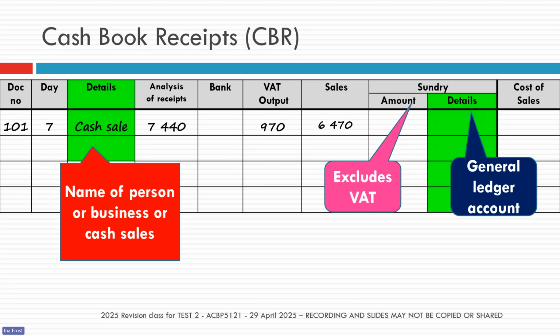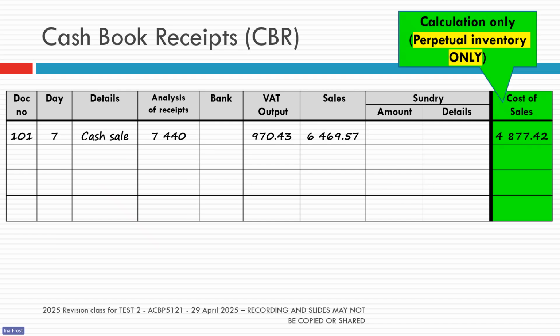So our first details column, the one directly after day, remember there we said we're looking for the names of people or the names of the business or cash sales. Okay, so that's the kind of details I'm looking for in that first column. But then in this next details column, the one under sundry, here I'm looking for a general ledger account name. So I'm looking for something like capital, or interest received on bank balance, or a loan from FNB Bank. So I'm looking for general ledger account names in this second column.